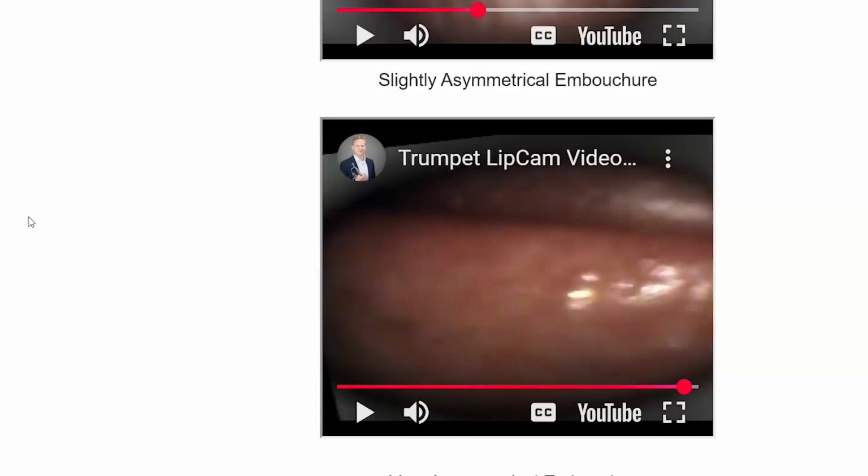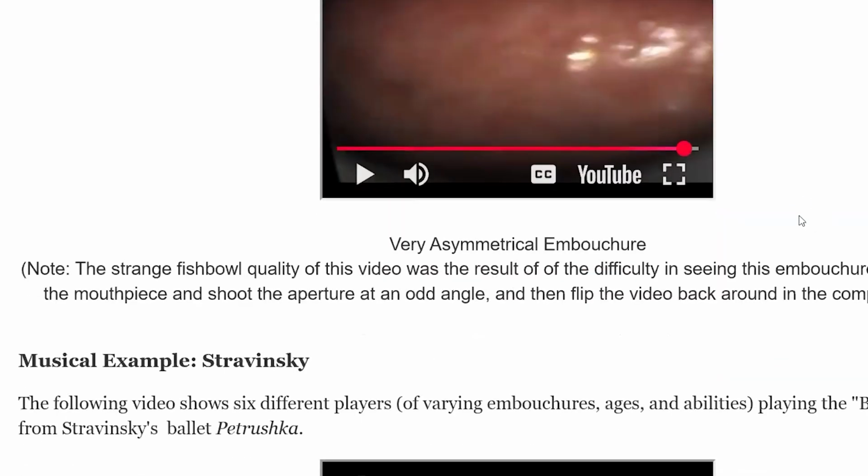And they turned out just fine, but we had to be mindful of being focused, of having their lips together, and they turned out to be a really successful player, played a beautiful senior recital. So if you ever play a LipCam and see your embouchure like this, it doesn't mean it's the end of the world, but it may be a clue to some things you may want to work on.